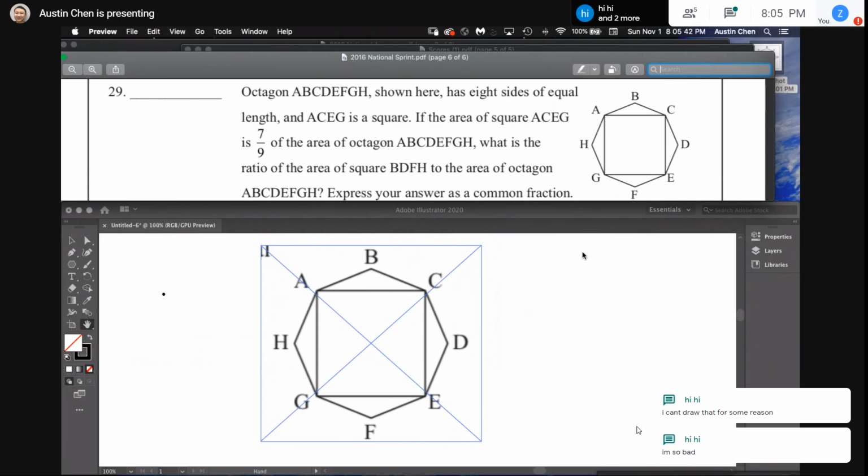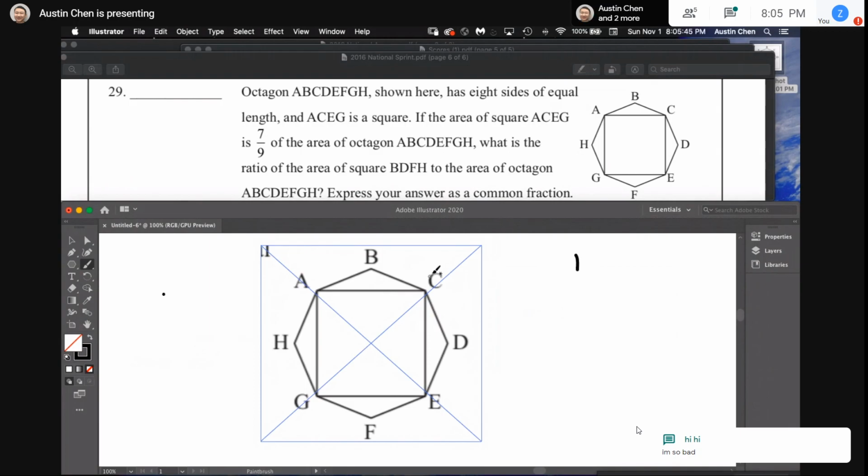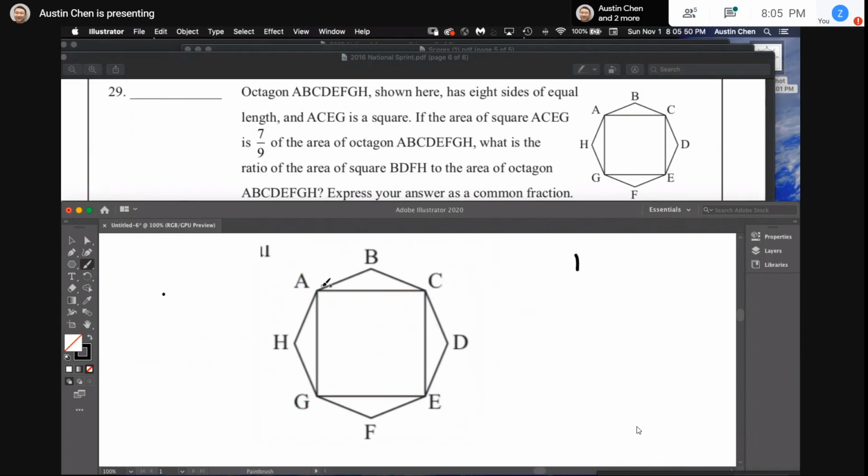So this is not a regular octagon, right? We know the sides are of equal length, but we have no idea what the angles are. And it makes sense that way, because if it was a regular octagon, then the squares would be the same, so you would just have the same area ratio. So what can we do here? We should start by saying the sides are x, and then try to work through some stuff here.